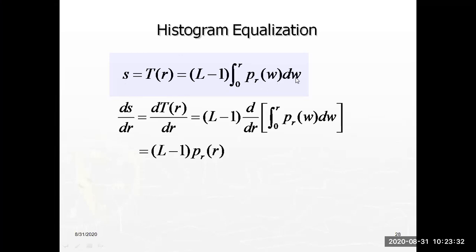Now it converts into the differential function. That means we have to take the differentiation of S with respect to R. So if you differentiate d by dr of T of R, S is simply replaced with T of R. Differentiate this transformation function S with respect to R. Now simply T of R is replaced with this function. Then finally you get the value L minus 1 into PR of R.